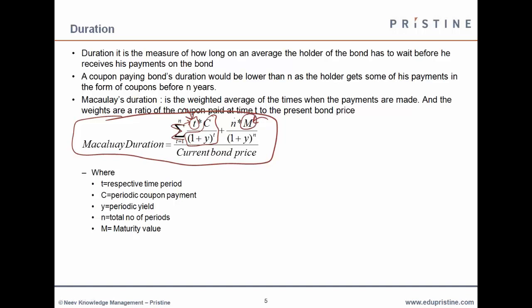So you can say nth here is the maturity, and M is the final face value, or the principal of the bond, discounted to the nth year, the last year, the maturity year. Once you have multiplied, you divide by the total price. So what are the weights? Let's take a quick example.